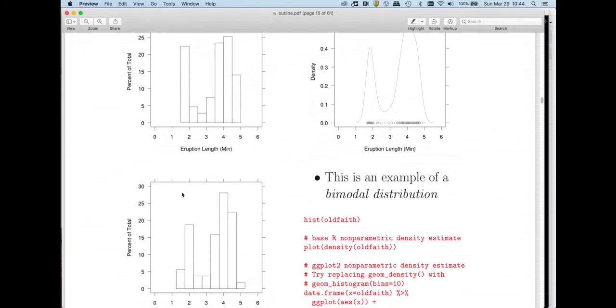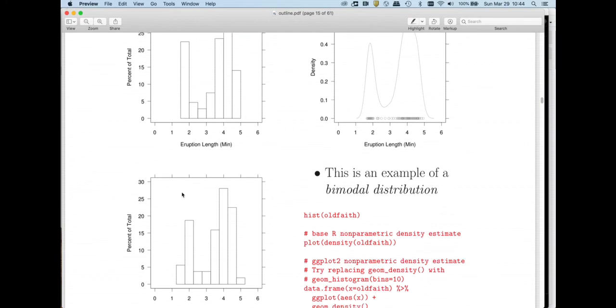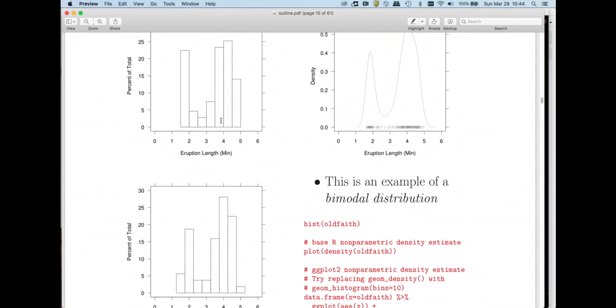Now, there are a few other points that you can make about this. The starting point of the bin will change the look of the histogram. So the only difference between this histogram and this histogram is here I started my bins at 1.5. Here I started them at 1.25. In both cases, the bin width is half a minute. And so the histogram looks a little bit different. It's a bit of a problem that the shape of the histogram can change a little bit. I mean, it's still bimodal down here.